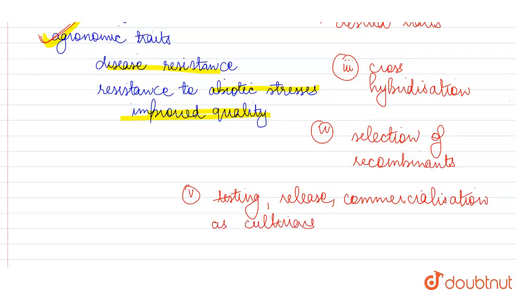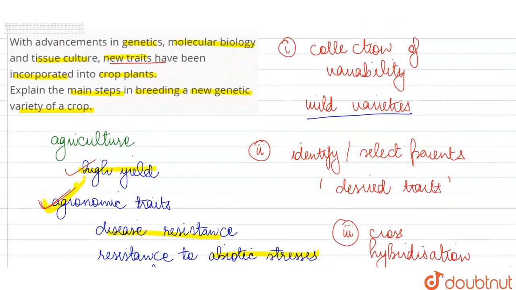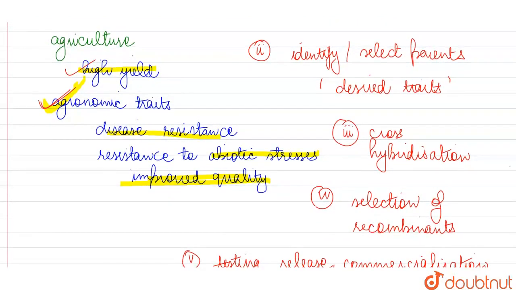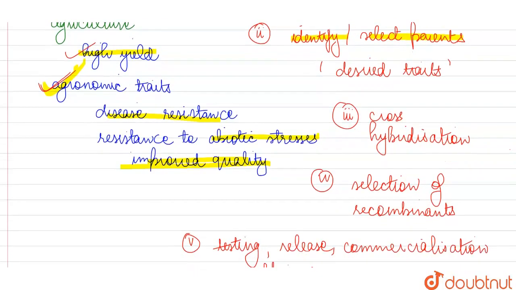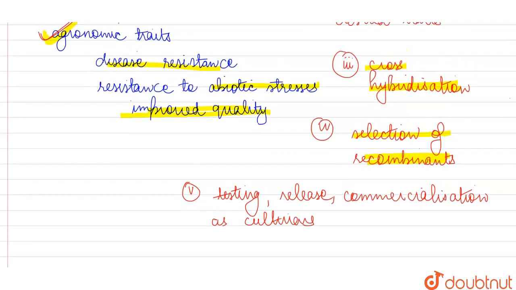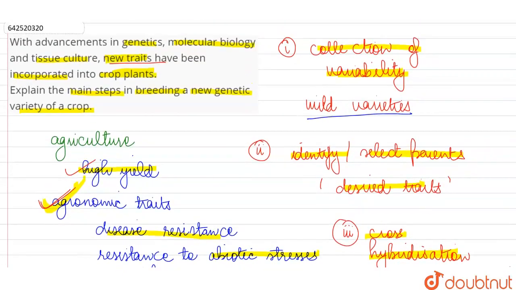So what are the steps of a plant breeding program where we are trying to incorporate new traits into the crop plants? First, we have to collect all the variability, all the different kinds of genes that are available in the whole gene pool. Then we have to identify and select the parents which we are going to use in our breeding program, which have all the desirable traits. Then after cross hybridization between these parents, we have to select the recombinants which have all the qualities that we require. And finally, after testing, we have to release and commercialize the superior cultivars which have been obtained after our breeding program.